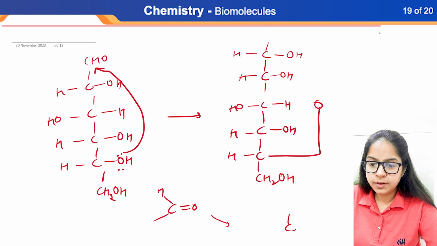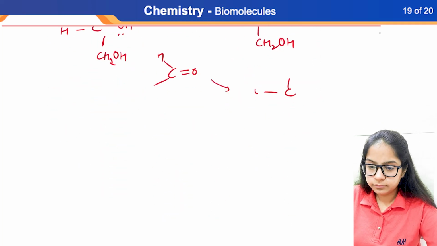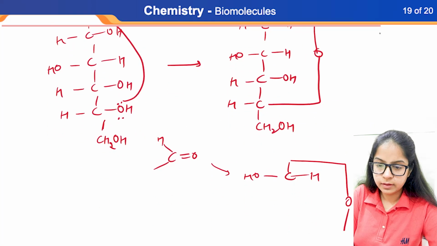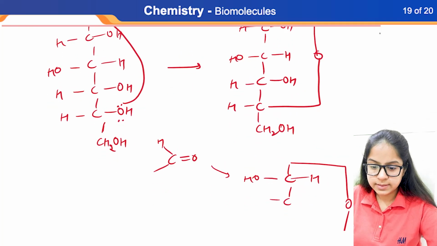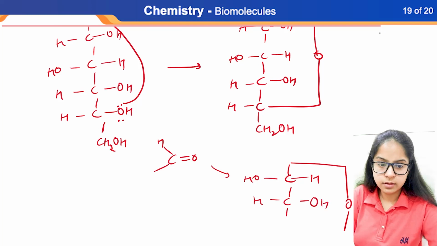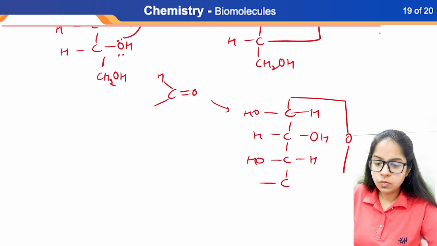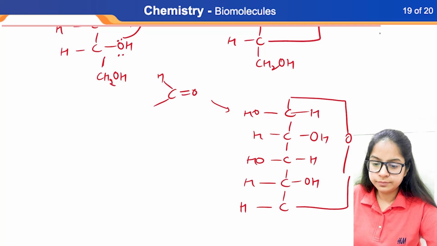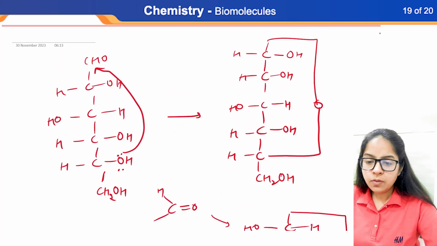OH over here, H over here, connecting oxygen with this. Next one is OH over here, H over here, connecting this. We have CHOH. These are the reactions of aldehyde that you already know from aldehyde and ketone. Okay. So now, oxygen can attack from both sides.